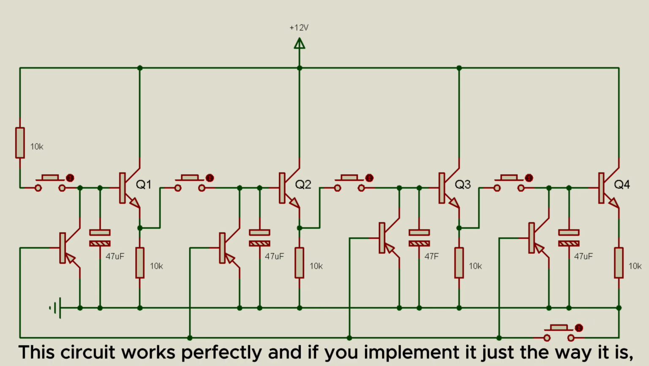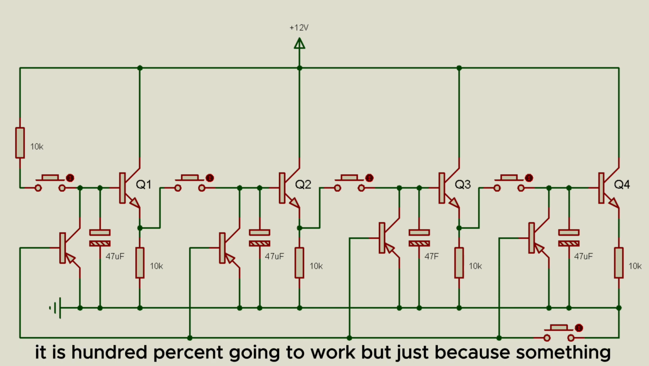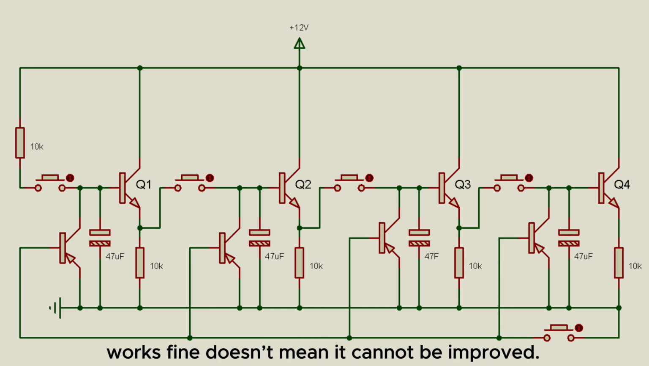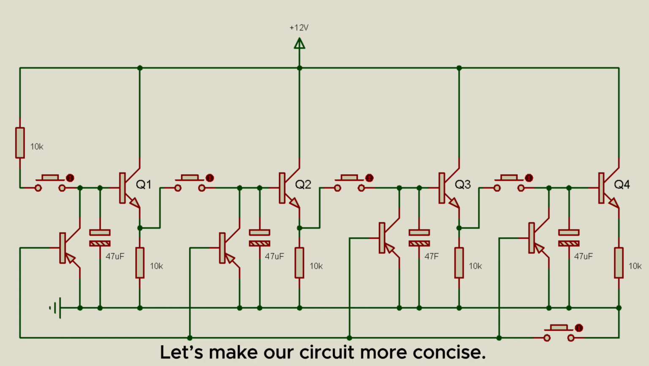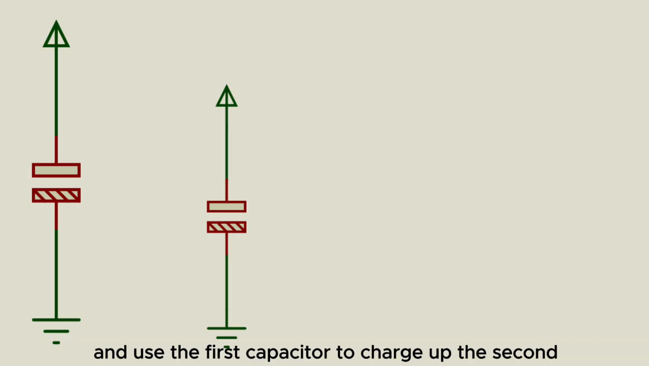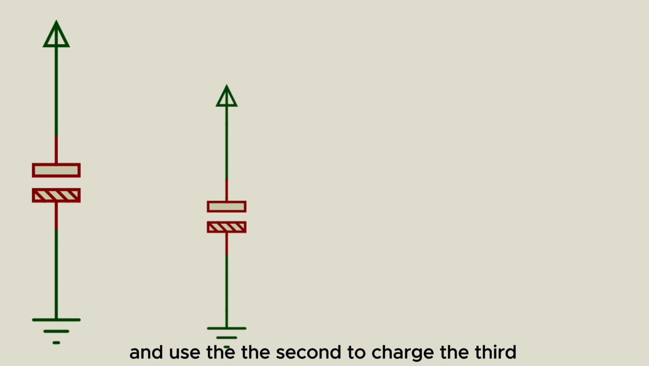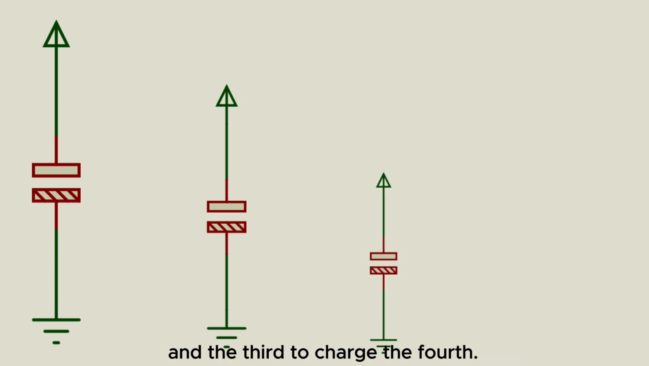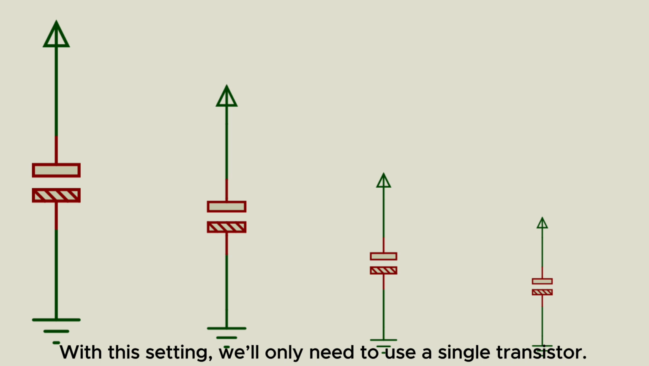This circuit works perfectly, and if you implement it just the way it is, it is 100% going to work. But just because something works fine doesn't mean it cannot be improved. Let's make our circuit more concise. We can simply charge up our first capacitor and use the first to charge the second, and the second to charge the third, and the third to charge the fourth. With this setting, we will only need to use a single transistor.